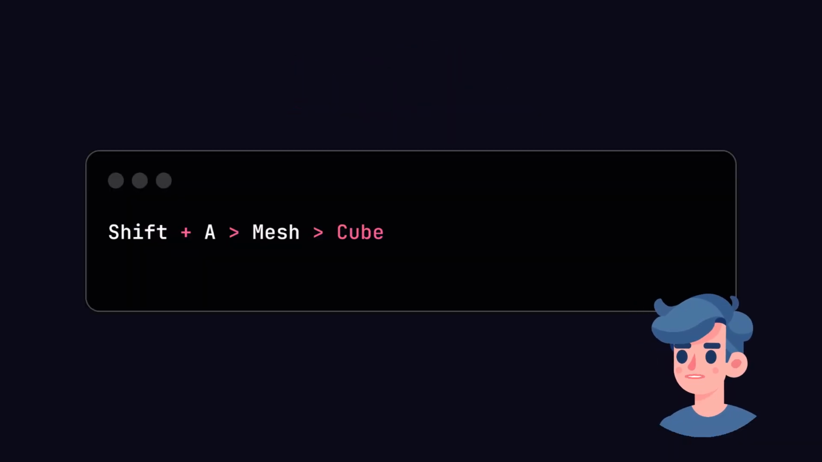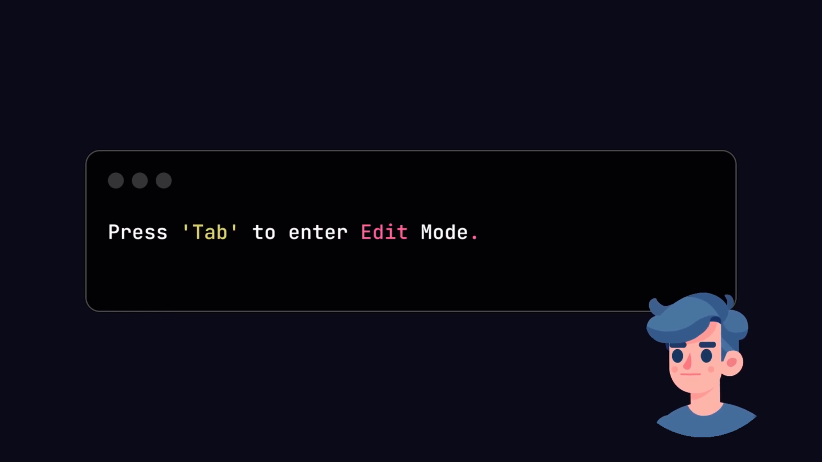Now, let's start creating a simple asset. Click on Add in the top left corner of the 3D viewport or press Shift plus A on your keyboard. From the menu, select Mesh and then Cube. A cube appears in the center of your scene. Select the cube and go into edit mode by clicking the menu in the top left corner or simply by pressing Tab. In edit mode, you're able to modify the mesh directly. Let's start shaping this cube into a more interesting object.